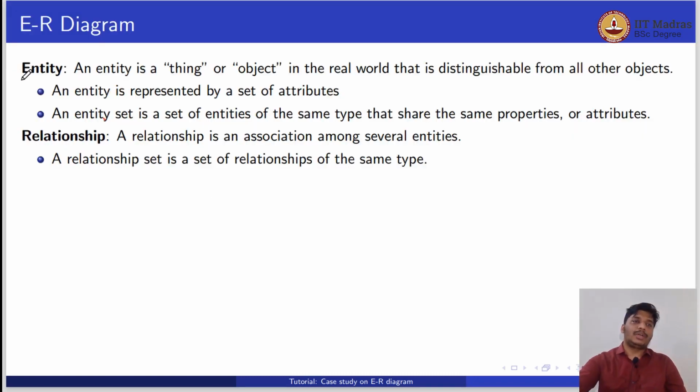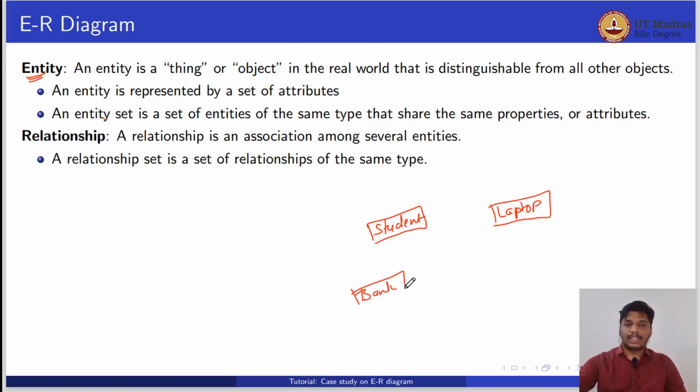So first we will see what is an entity. An entity is a thing or object in the real world that is distinguishable from all other objects. For example, student is an entity. Laptop is also an entity. Bank is also an entity.